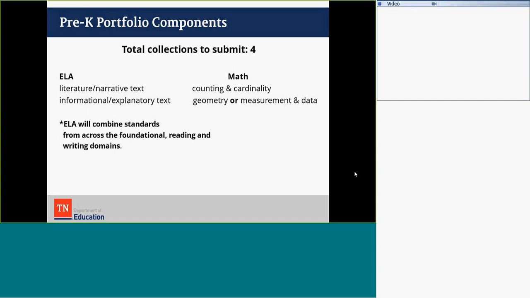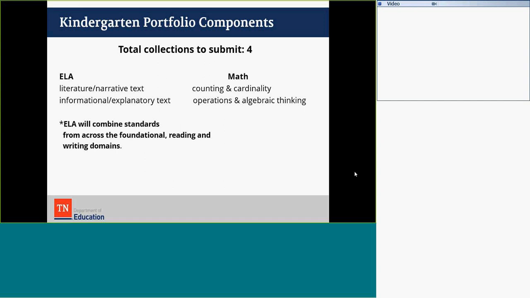Please also know that on May 30th, the math resource guide was uploaded to the team website under the portfolio section, as well as a math webinar with the same purpose as this ELA webinar, to walk through the actual resource guide. So I encourage you to also seek out those resources.